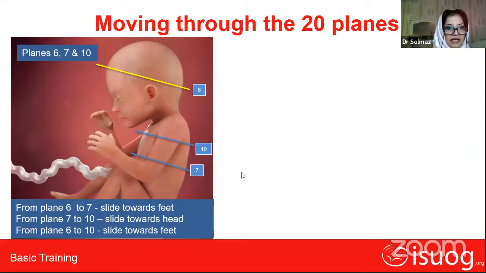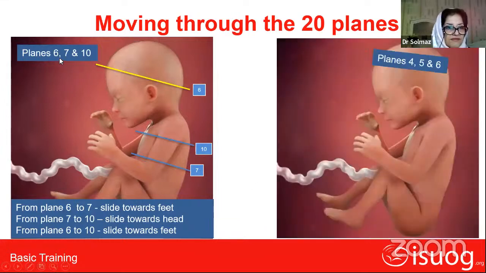Again, a schematic depiction of the planes that I spoke about, plane 6, transcerebellar, slide down to reach plane 7 and go up to visualize the three vessel view of the heart.